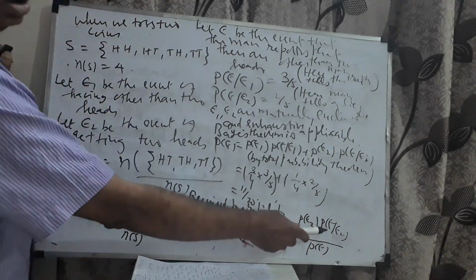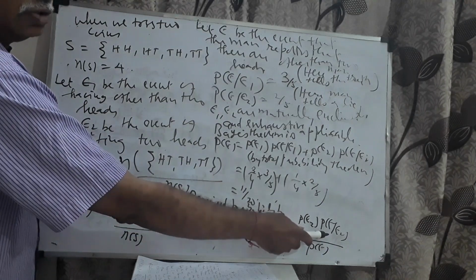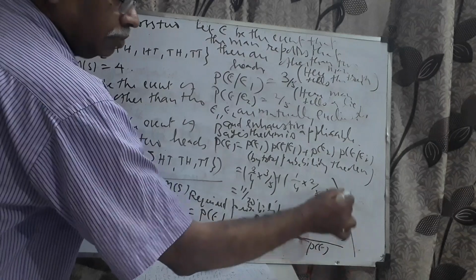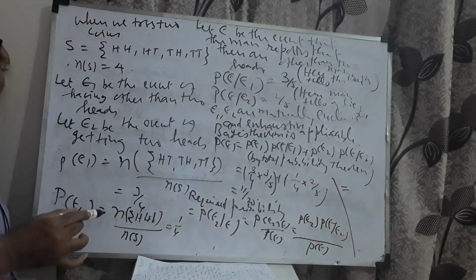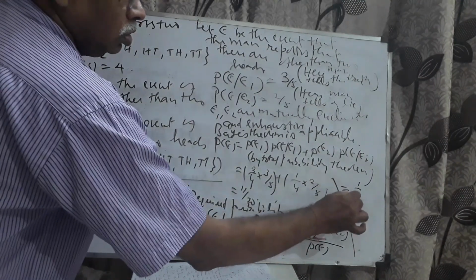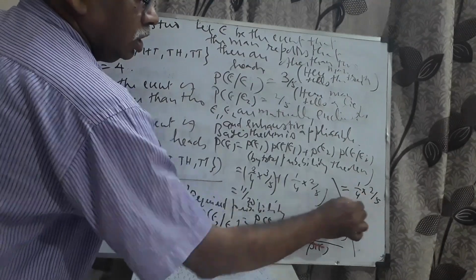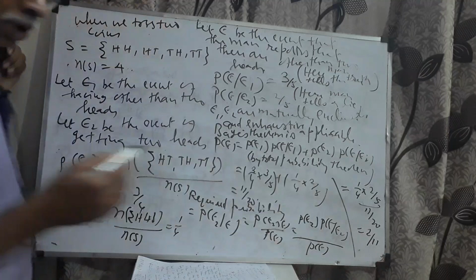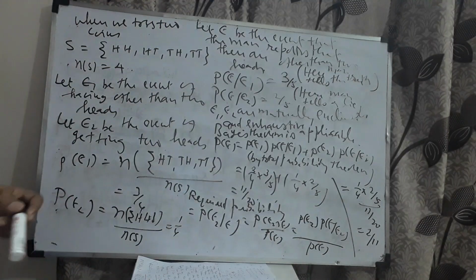Here use the conditional probability, P(E ∩ E2)/P(E2). Cross multiply, I will get the numerator. Let me just substitute the values. 1/4 into 2/5 divided by 11/20, which reduces to 2/11. The answer happens to be 2/11.